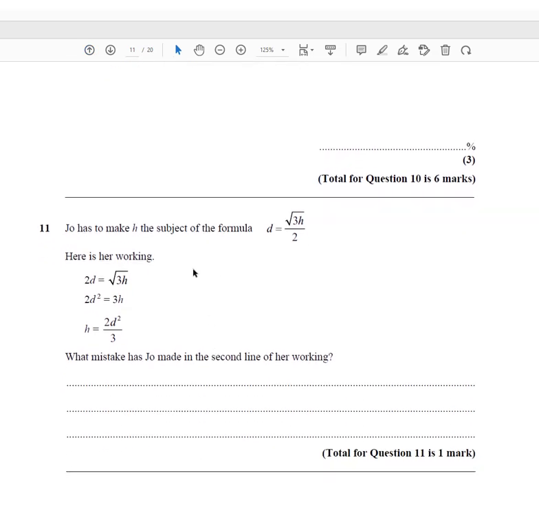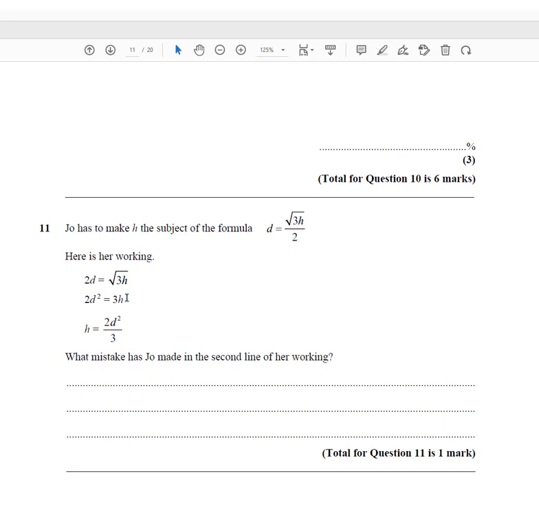Joe has to make h the subject of the formula d equals square root of 3h divided by 2. Here is her working. 2d is square root of 3h. 2d squared is 3h. h is going to be 2d squared divided by 3. Okay. What mistake has Joe made in the second line of her working?